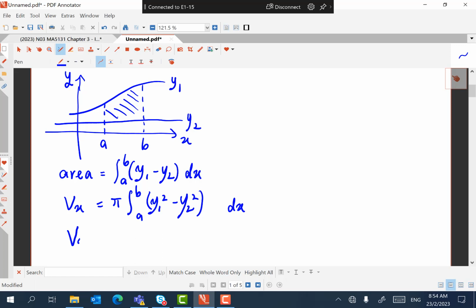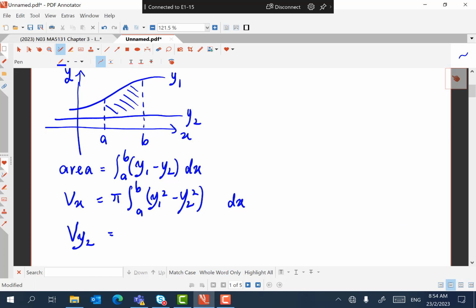If this thing is rotated about the line y2, it's no longer a donut. It really just becomes a solid shape. Just tell me how to find this volume, Chris. Y1 minus y2, then that's all squared. That's it.